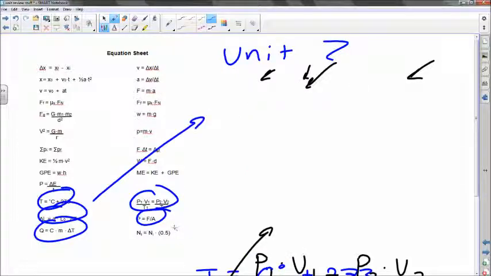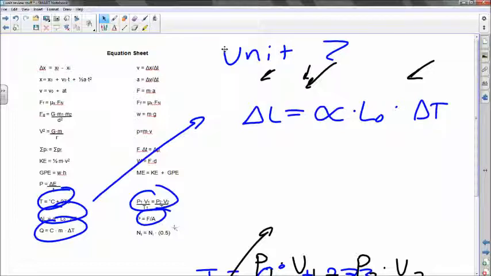Next equation right here, change in length is equal to alpha times the original length times the change in temperature. This equation is fairly straightforward. A couple of things. This alpha value, of course, stands for the coefficient of thermal expansion. Basically, it's a value you look up for the type of material you're talking about. So if it's copper, you look up copper's value. If it's steel, you look up steel's value. This is the starting length. The equation tells you the change in length.